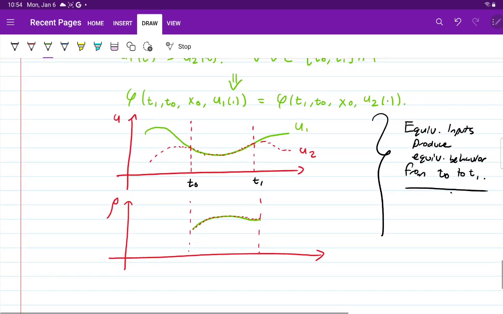Now again, some of these things might seem a little bit obvious, but really in order to have a well-posed definition, these are things that we strictly require. Okay? All right. Let me just take a quick drink of water and then I'll get back to it.